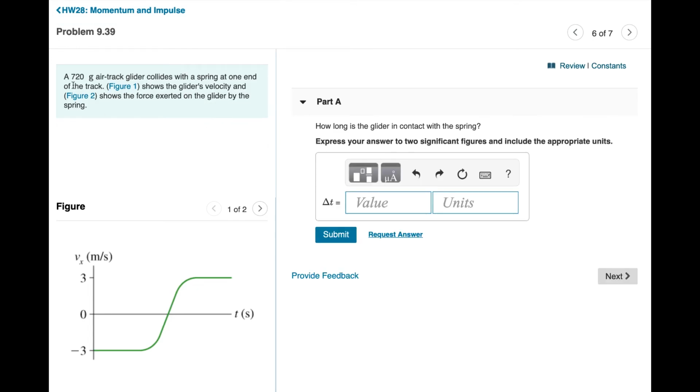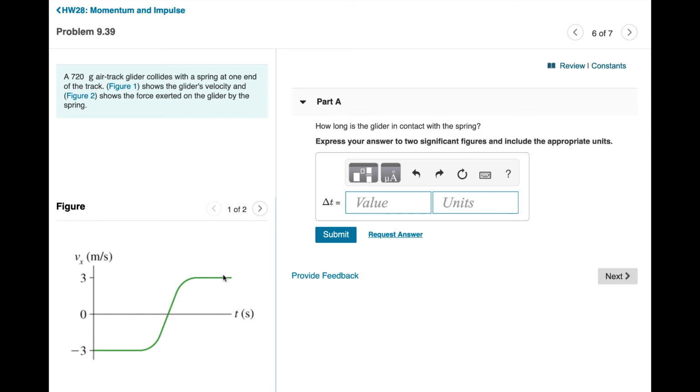So here I have a 0.72 kilogram air track glider that collides with a spring at one end of the track. Here's a graph of the velocity as a function of time. You see what happens? It has a velocity of -3, and then it has a velocity of +3. So what's happened here is the glider is traveling in the negative direction. It hits the spring, which slows it to a stop, and then the spring accelerates it off in the positive direction again, where it ends up with the same final velocity.